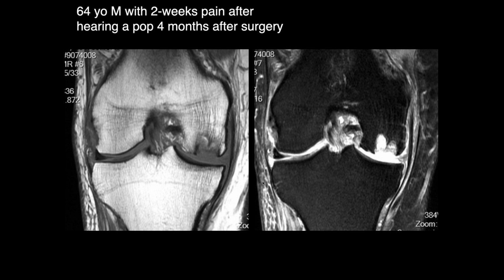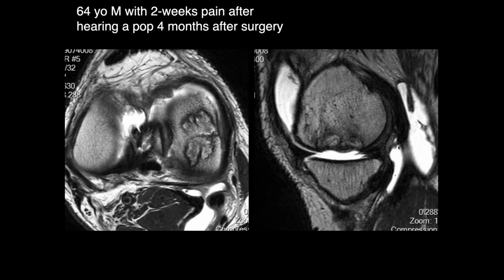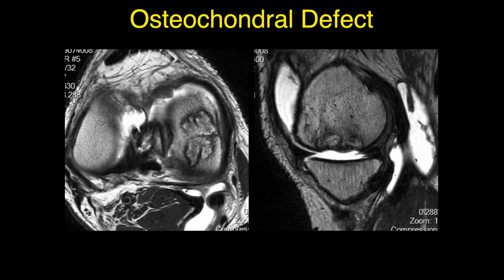64-year-old male, 2 weeks of pain after hearing a pop, 4 months after surgery. Okay, so we see a kind of large subchondral osteochondral defect in that medial femoral condyle. There's pretty much no cartilage and a depressed defect. I'm wondering if that's all depressed or if there's actually a fragment somewhere. Joint effusion, and then there's a big popliteal cyst. I don't remember whether there was a loose body anywhere. That's certainly something you'd want to look for.